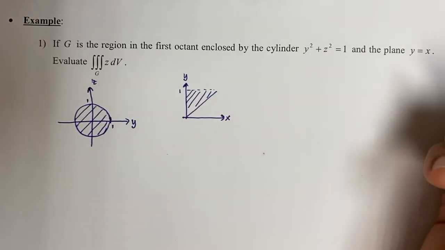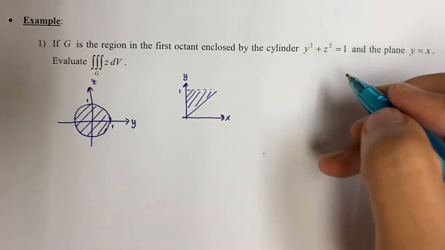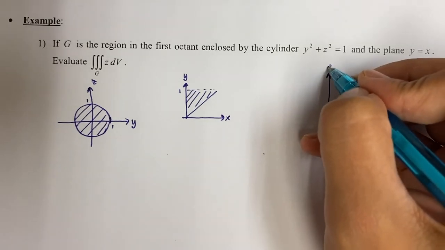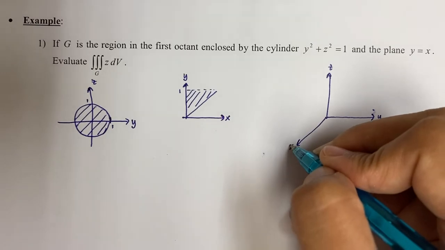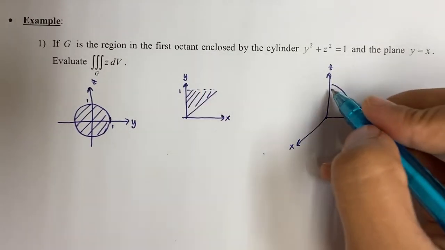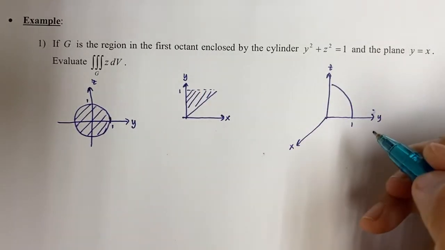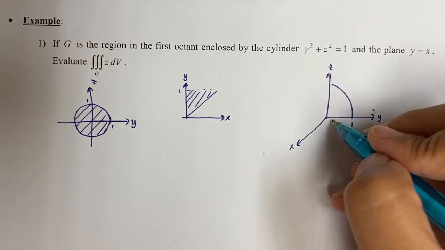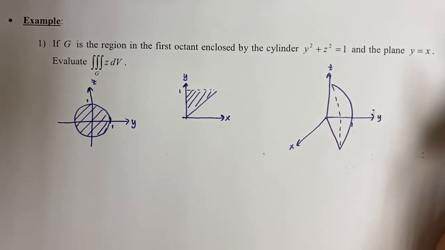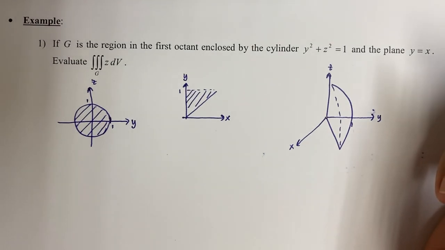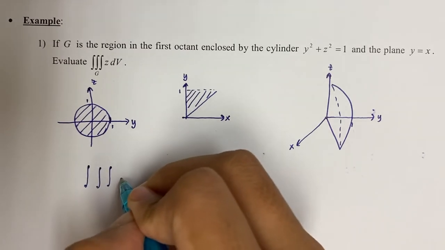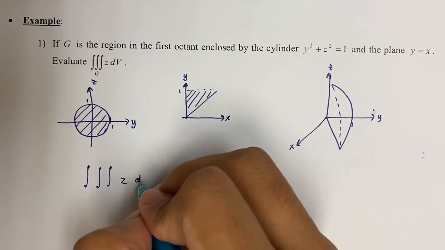When we combine these sketches, these three planes, we have 3D, with z, y, and x. For z and y, we have a circle in the first octant, a quarter circle with radius 1. And for y and x, we have this line. So basically, this is the 3D view of the region. And then you need to evaluate the triple integral of f(x,y,z) equal to z dV.